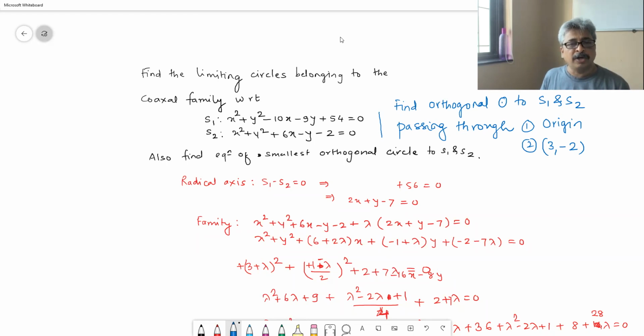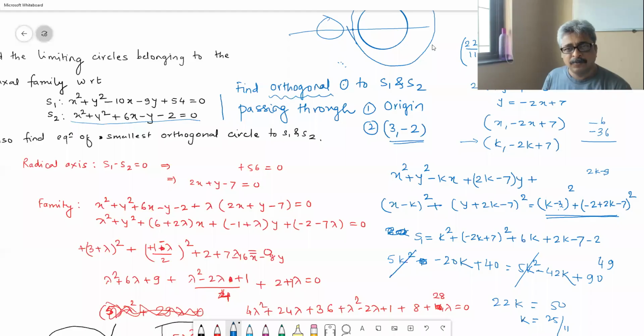Get the answers. I don't have answers. Depending upon the majority, I will decide which is the correct answer. Okay, let me say it again. Now we want an orthogonal circle to S1 and S2 passing through the origin or (3, minus 2). These are the two different problems. Origin is easy, (3, minus 2) is a little difficult.